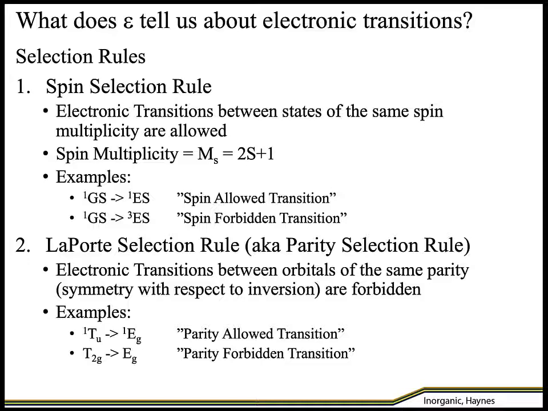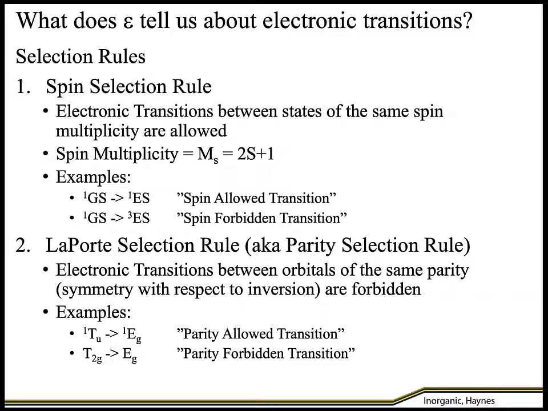And what this spin selection rule states is that electronic transitions between states of the same spin multiplicity are allowed. And this spin multiplicity, we've talked about this a time or two in the past, is just a description of our overall spin state for our complex. And so this has the equation that this M_S is equal to 2S plus 1, where S is the total of our electron spin for our system.